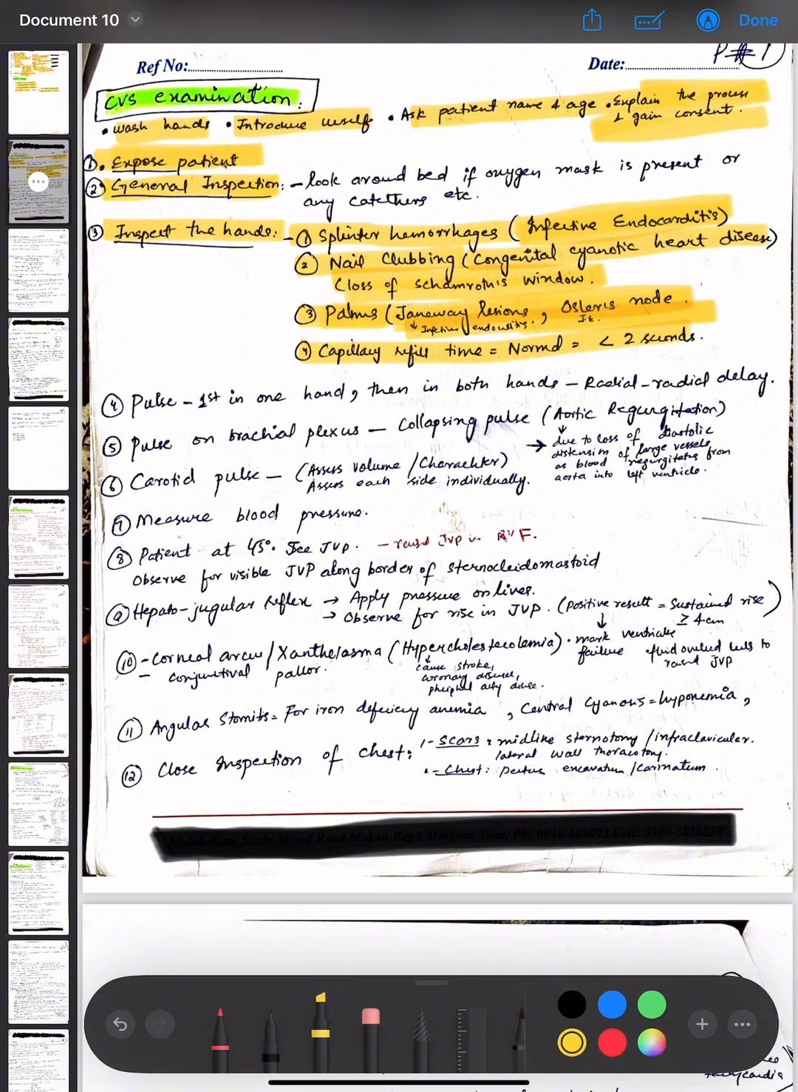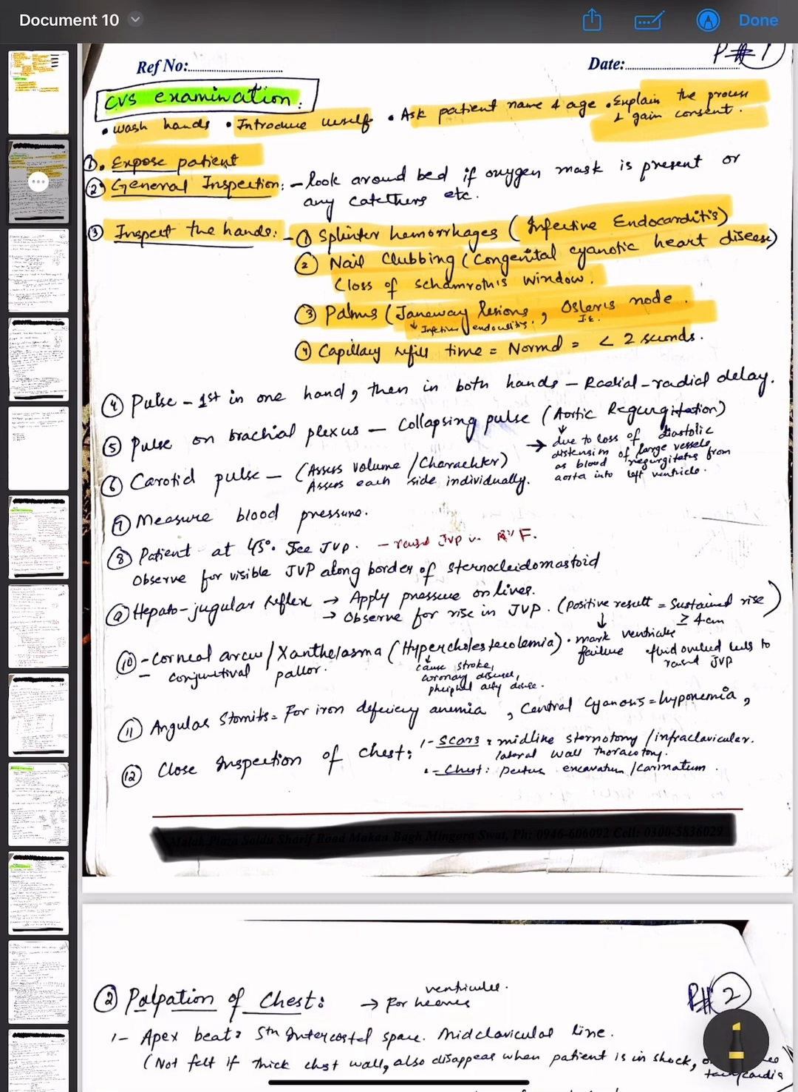Okay, so up till now, what we have done in the CVS examination: first of all, we sanitized our hands, introduced ourselves and took consent. Then we exposed the patient. Then we did the general inspection. Then we did the hands inspection. On hands inspection, we noted the specific things, which are splinter hemorrhages, loss of Schamroth's window, that is nail clubbing, Osler nodes and Janeway lesions, and then we noted the capillary refill time.